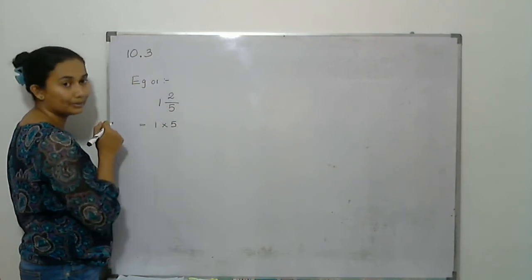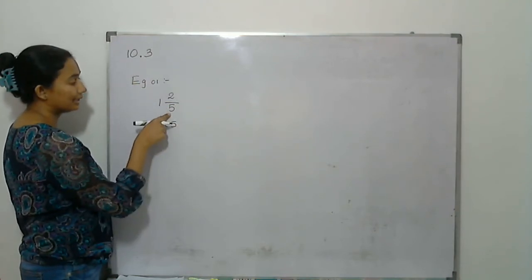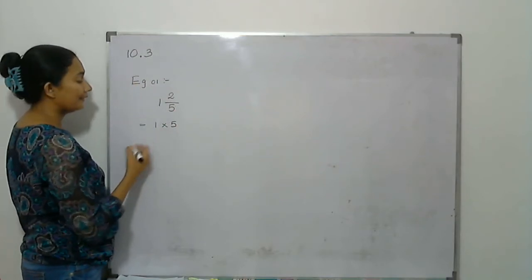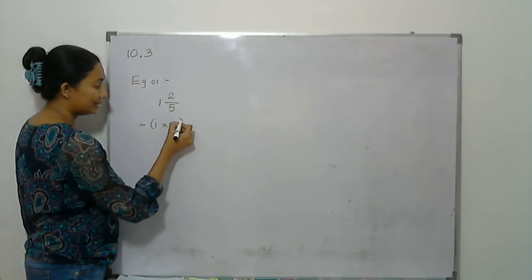Denominator and the whole number. Okay. Here denominator is 5, whole number is 1. 1 into 5 or 5 into 1, it's okay. Then I'm going to separate that part using a bracket.